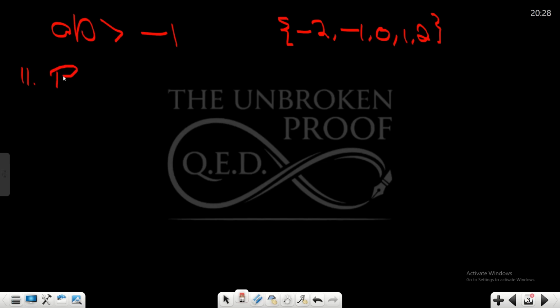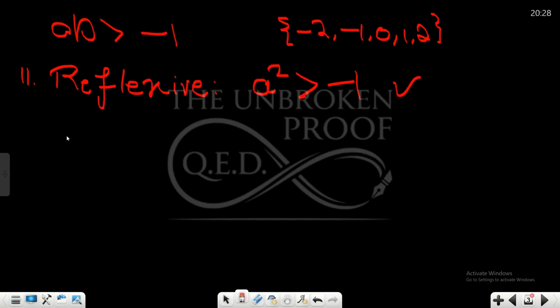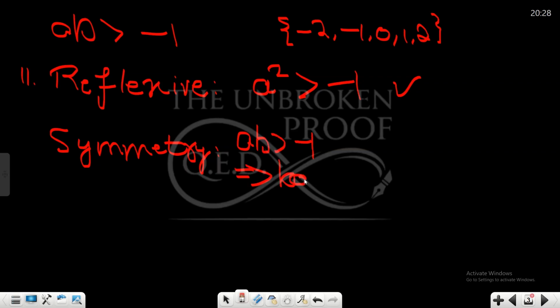The first test is reflexive. What does reflexive say? (a, a) should belong to R. If you see, a squared is greater than -1 is always true. So that's why this relation is reflexive. Now if you see symmetry, if ab is greater than -1, which implies ba is also greater than -1, which is 100% correct, because multiplication follows the commutative rule.